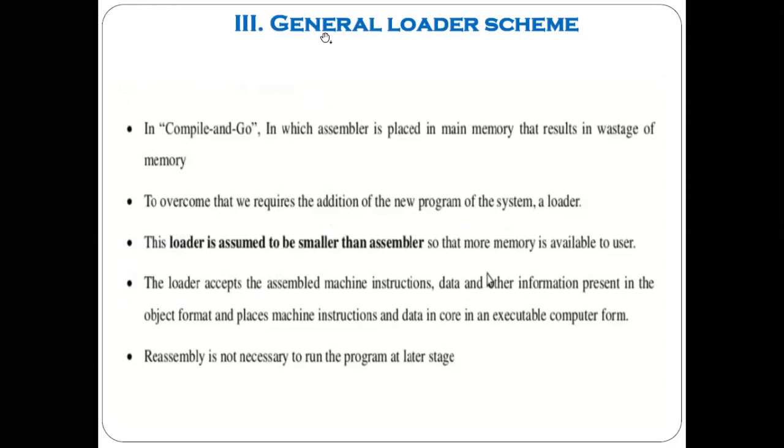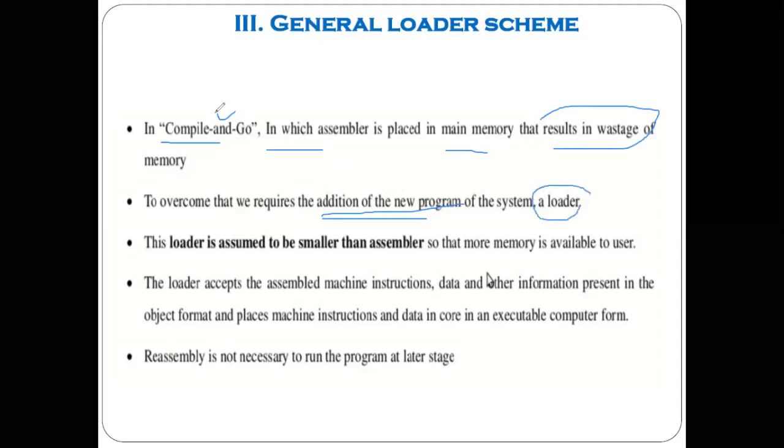Okay. Now as compared with our previous two loaders, the compile and go loader and the absolute loader, specifically in the case of the compile and go loader, in which the assembler is placed in the main memory, there is a resulting wastage of memory. So to overcome this, we require the addition of a new program. Okay, and that addition of a new program, or you must say a new system program, is nothing but the loader.